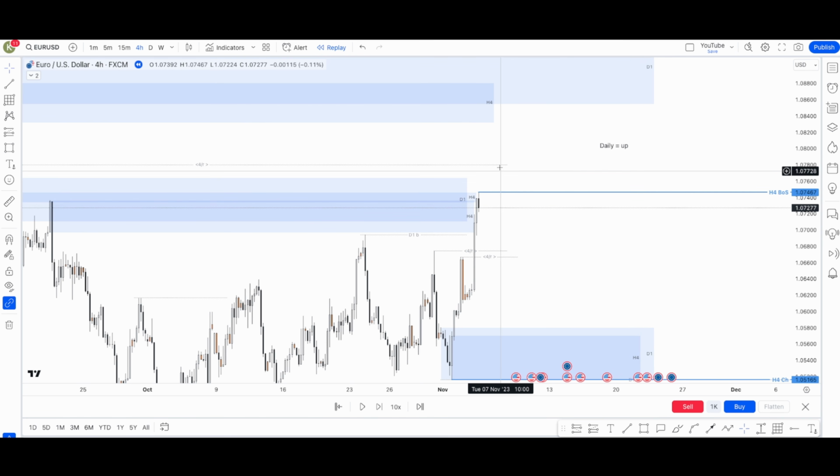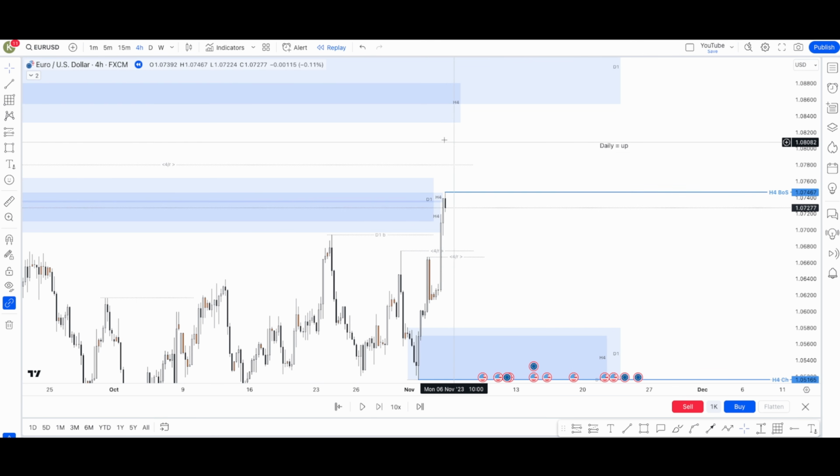And ideally, when we're breaking out of a zone, we want to get a body break if we can. So, well, that's a lot of waffle for the setup for the daily and the H4. Let's look at where we can really get involved.